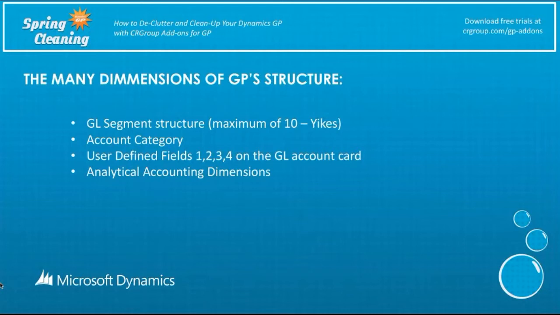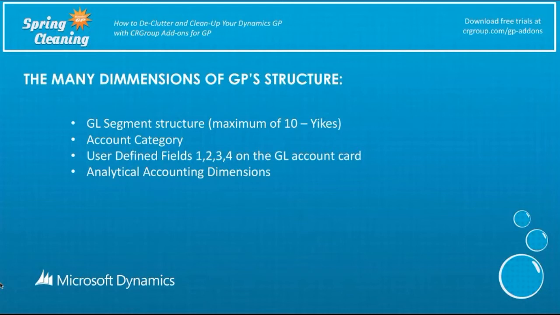What is the right number? Well, we'll talk about the right number, but it usually ends up that the safe number in GP is anywhere in the range of 3 to 5 base segments. If I look at our customer base, I bet you 90% of them out there are in the 3 to 5 area. But the GL account structure also has other areas where we can capture information to help keep the number of segments at a reasonable level.